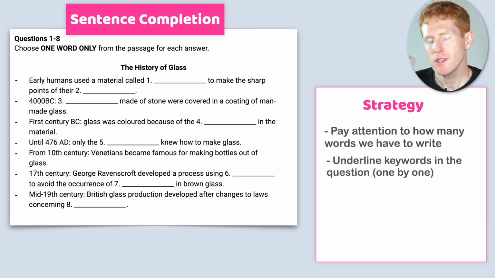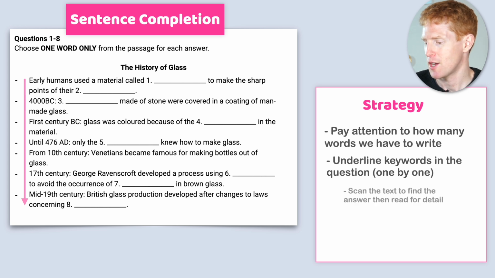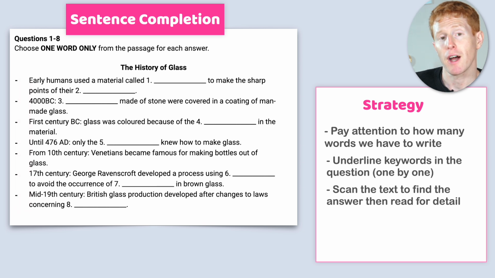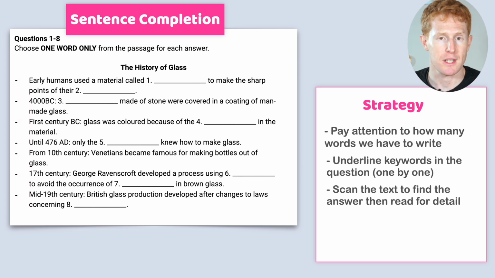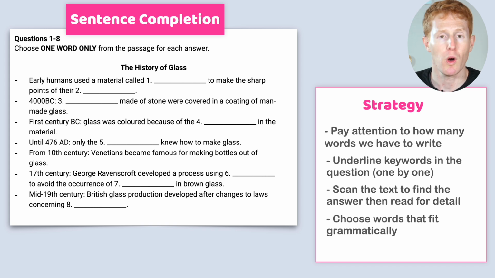After that, we're going to underline keywords in the question one by one, and we'll be doing that together. This process helps us to understand more about the questions. For example, when I did it with this question, I found out that all of these notes are in chronological order, which helped me to locate the answer. Then we're going to scan the text to find the answer, and we're going to read that section in more detail. Remember, you need to choose a word or words that fit grammatically in the sentence, and the answers will be coming in order.